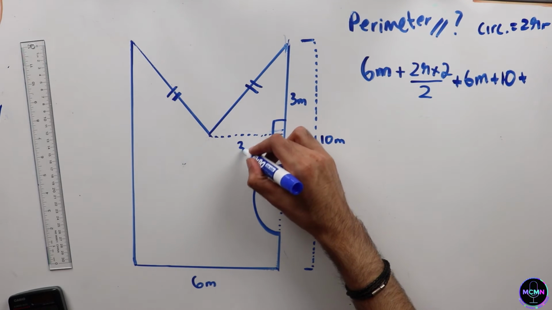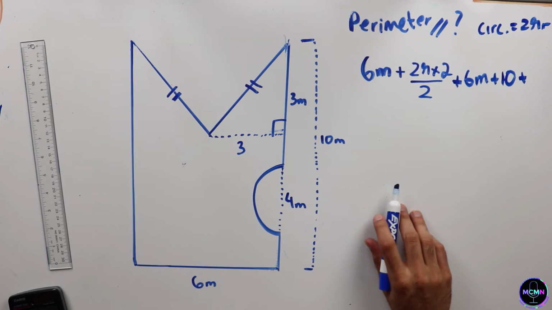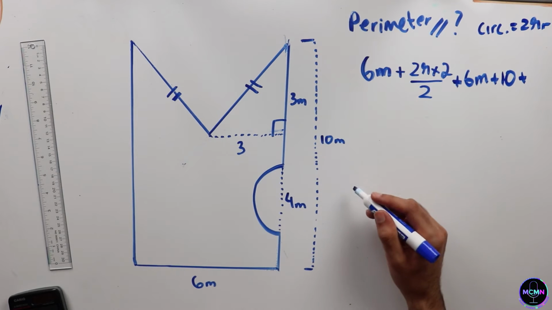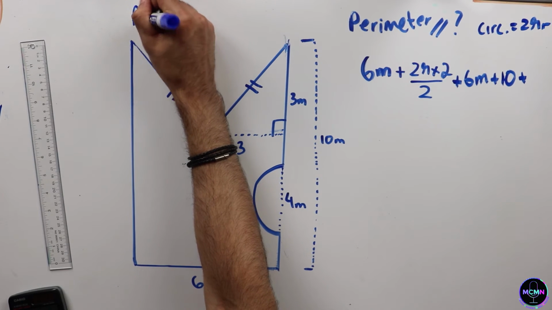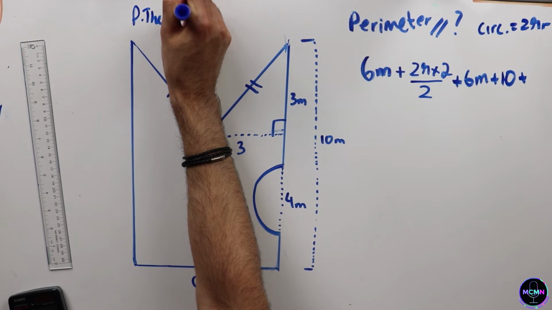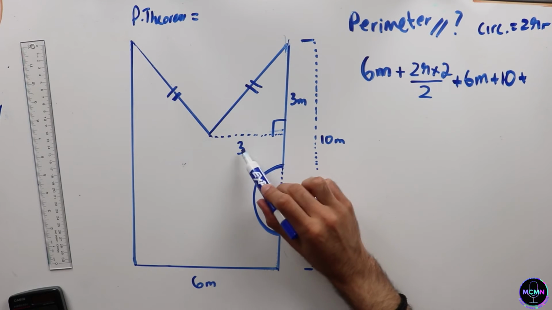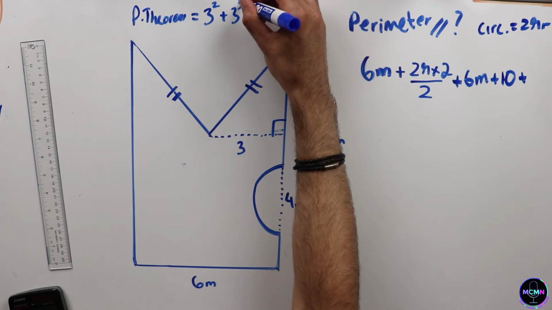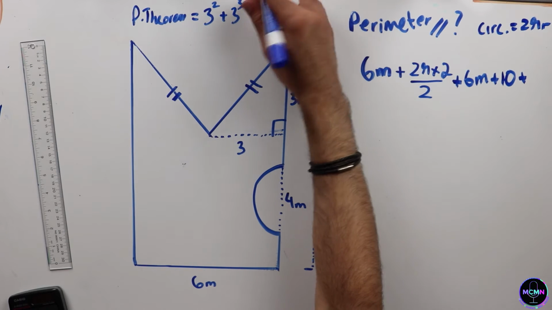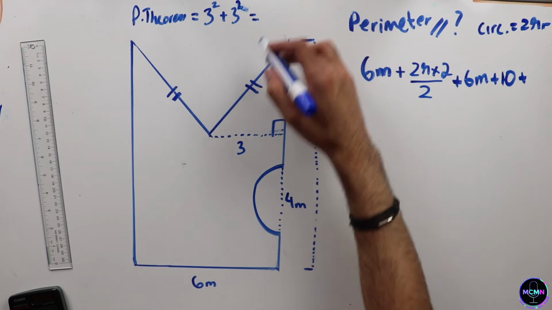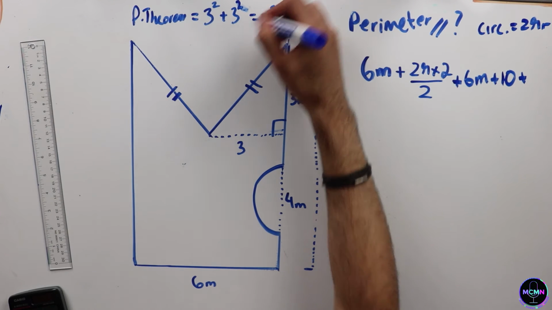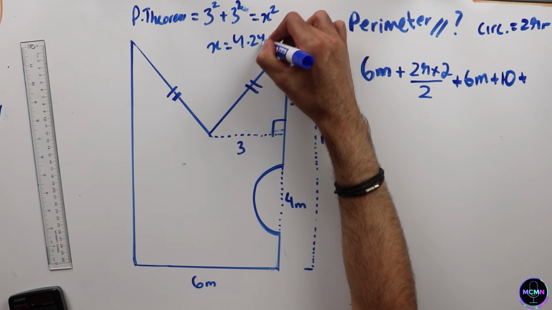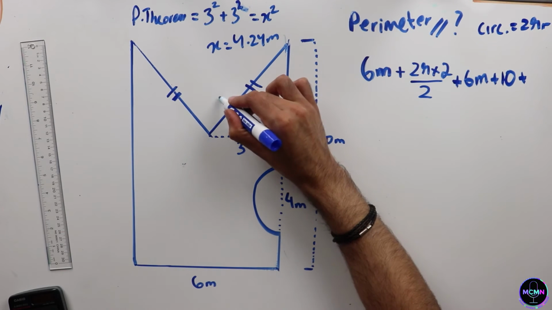If I have the adjacent and I have the opposite side, I could find the hypotenuse. Quickly to the side, Pythagorean theorem equals a squared plus b squared equals c squared. So 3 squared plus the 3 squared is equal to that, which I'm going to call x squared. And x I've already calculated on my calculator. I get 4.24 meters. So this side here is 4.24 meters. So is this side 4.24 meters.